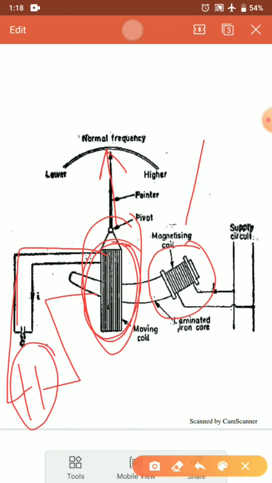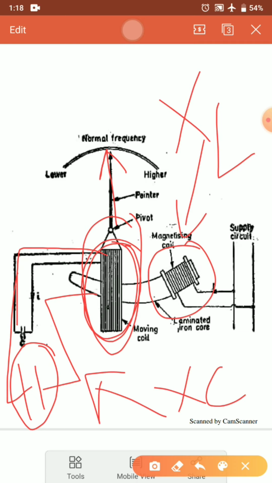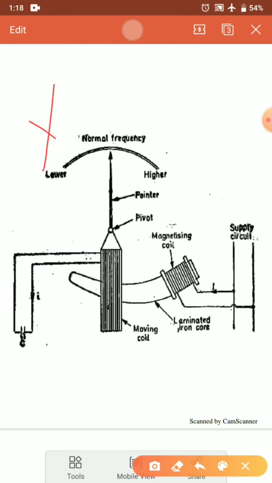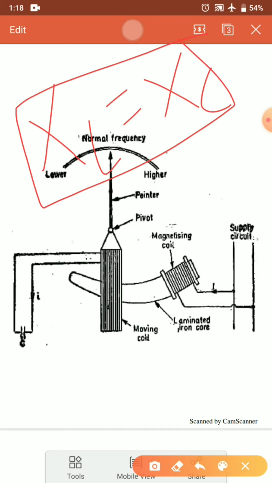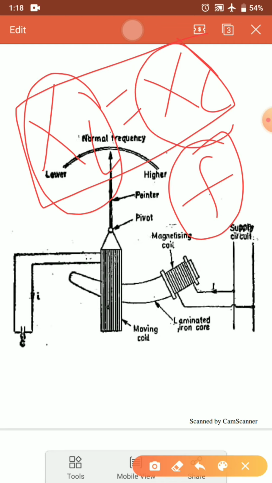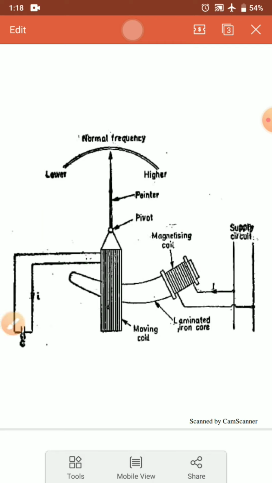So here the impedance of this coil is XL and the impedance of this coil is XC. We know that for the resonance condition, XL should be equal to XC. At the resonant condition, we can find the value of frequency F. For getting the resonance condition, the value of XL and the value of XC should be equal. This is the basic principle that we will be applying for this ferrodynamic type frequency meter.